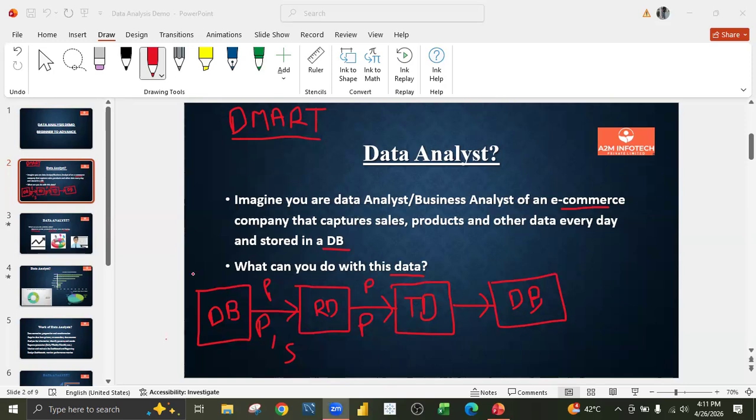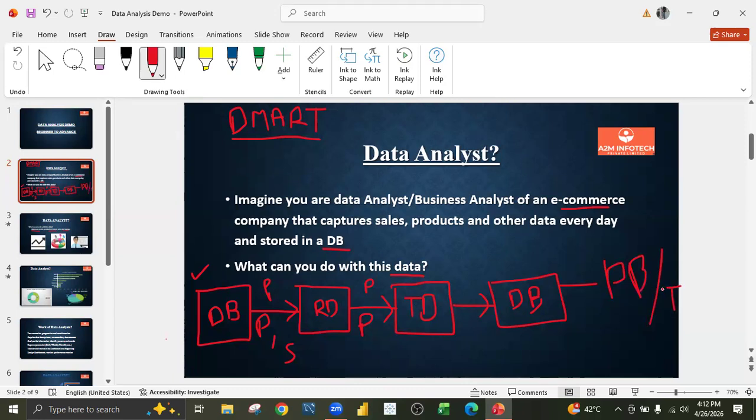The first step is that from the database we extracted the raw data, and we did this using Power BI, Python or SQL. After the raw data, we did some data cleaning. After data cleaning, we created a dashboard, and this dashboard is created using a tool called Power BI or Tableau. You'll be working on Tableau also.